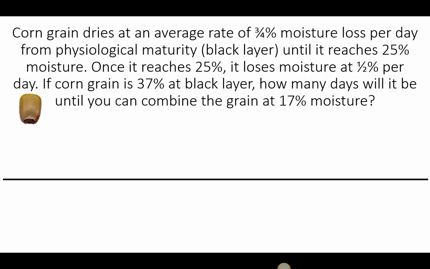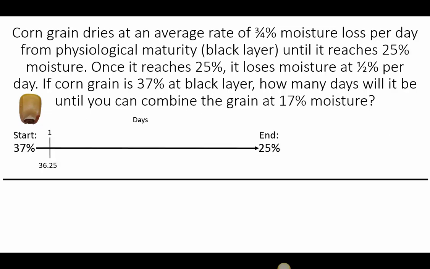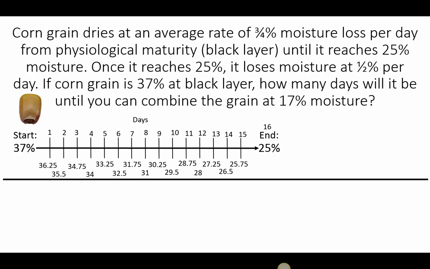First, how long will it take to get to 25% moisture at a drying rate of 0.75% moisture loss per day? One way we can do this is to set up a number line. We can subtract 0.75% moisture loss per day and keep going along until we get to 25%, or 16 days later. However, this is a tedious way. An easier way to do this is that we know that 37% minus 25% equals 12% moisture. Every day we lose 0.75% moisture, or 0.75. 12 divided by 0.75 equals 16 days.